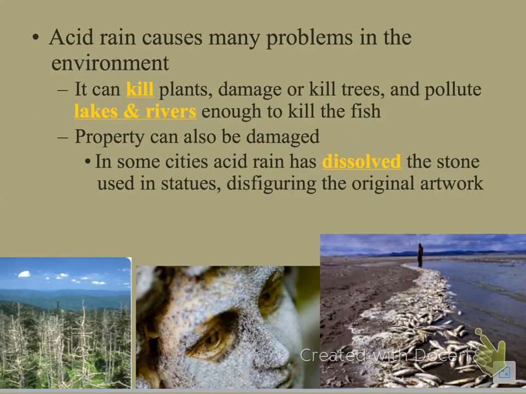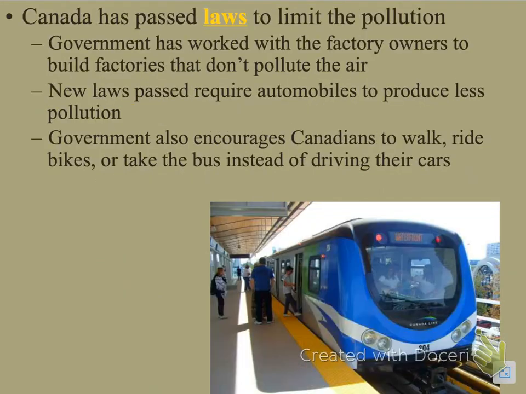Acid rain causes many problems in the environment. It can kill plants, damage or kill trees, or pollute lakes and rivers enough to kill the fish. Property can also be damaged. In some cities, acid rain has dissolved the stone used in statues. So you can see that here, disfiguring the original artwork.